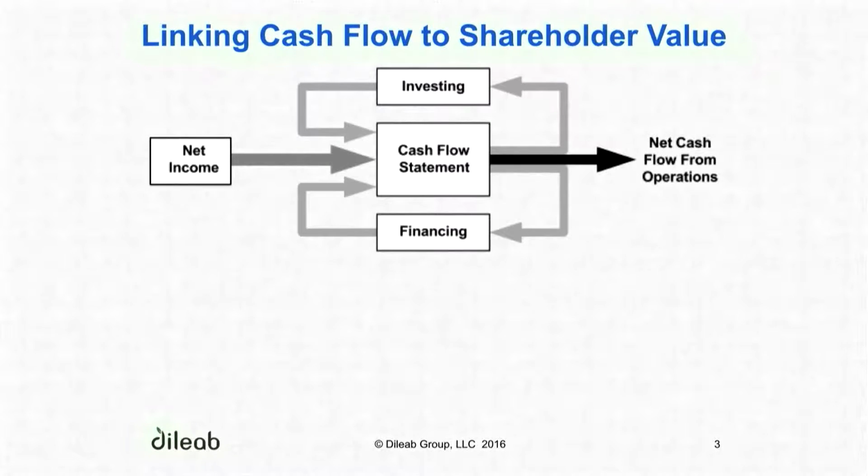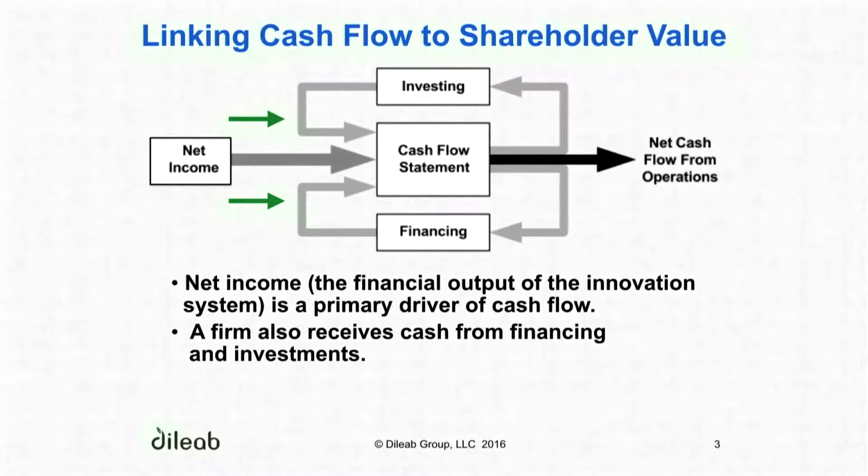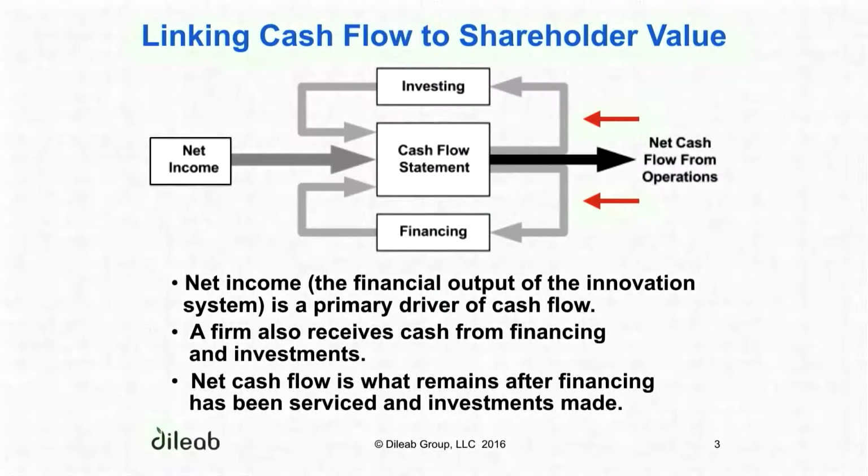The shareholder value of an enterprise depends strongly on its expected cash flow, so this is where we start. This is a graphic representation of a firm's cash flow statement. Its primary input is the net income produced by the innovation system. The enterprise may also receive cash flow from investments and financing. Net cash flow is what remains after any new investments have been made and all debts due to financing have been paid.